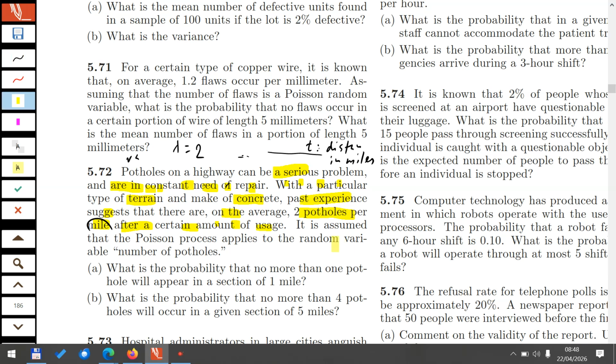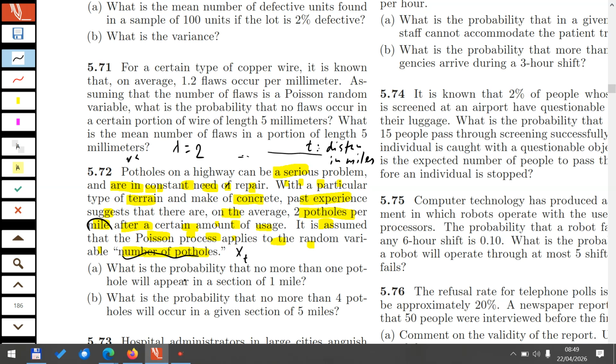It is assumed that the Poisson process applies to the random variable, the number of potholes. So that is my definition of x. X is the number of potholes. And you see, he doesn't say x is the number of potholes per mile. Number of potholes means that you can have any number of miles. So you think of it as x at t, and t can be any value.